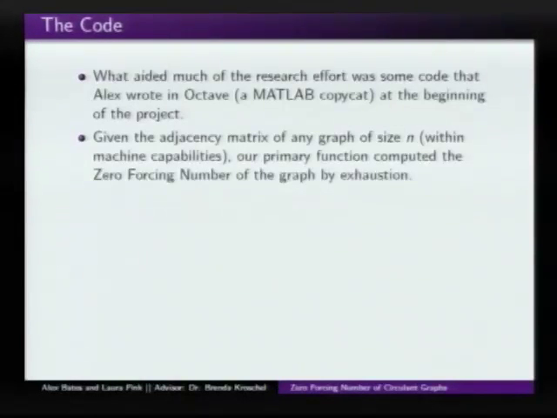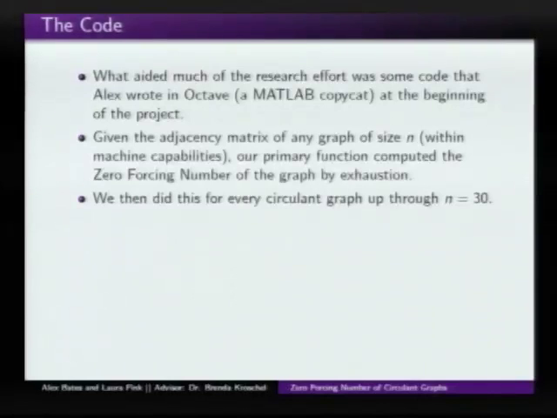However, one thing we did find is that a lot of the computations, especially for higher numbers, such as n equals 30, when the size of the graph is 30 vertices, can take a rather long amount of time. And we actually found that in certain cases, some of the computations took as much as a week and a half. So a rather long time. But we did find the zero forcing number of every circulant graph up through size 30.